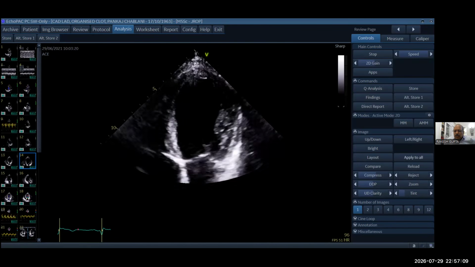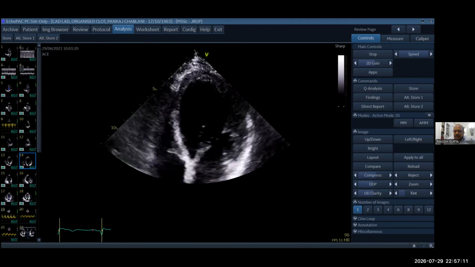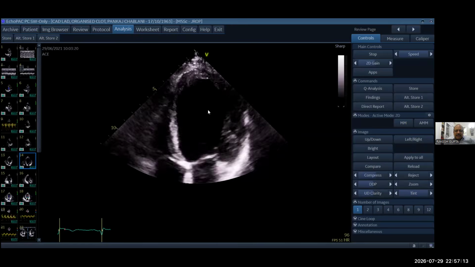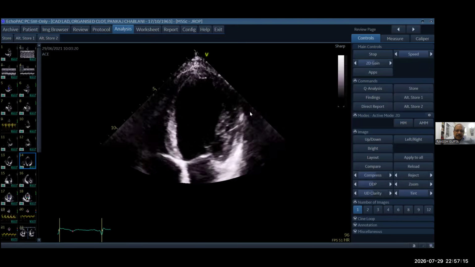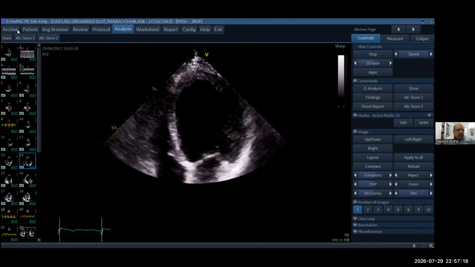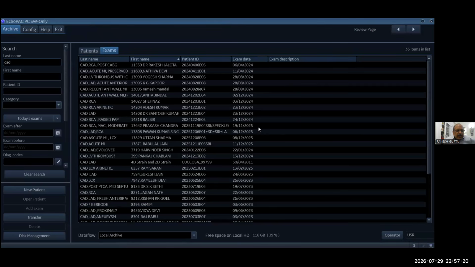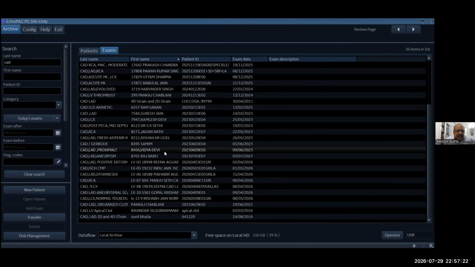This is what you were asking on that day. What is important is, when you come for hands-on, then you'll realize that acquisition of images is the most important thing.